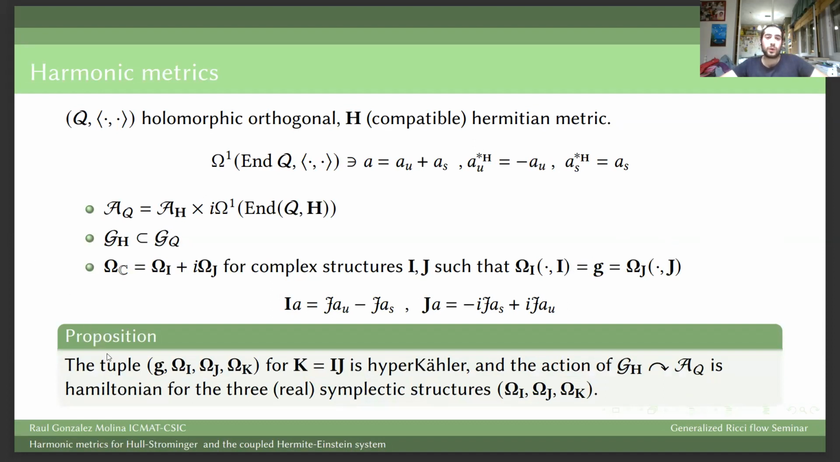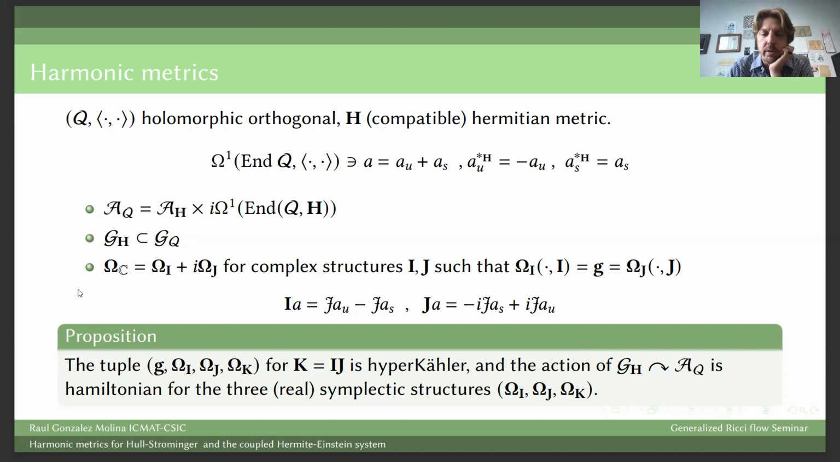So the result is that we can complete this tuple, this Riemannian metric, omega I and omega J, to a hyperkähler structure. We have a third complex structure given by the composition of both of the previous ones, and a new real symplectic structure. And it happens that the action now of the restricted group, the unitary part of the gauge transformations, acts on the space of complex connections, but now it is Hamiltonian for the three real symplectic structures. So this is the content of this result.